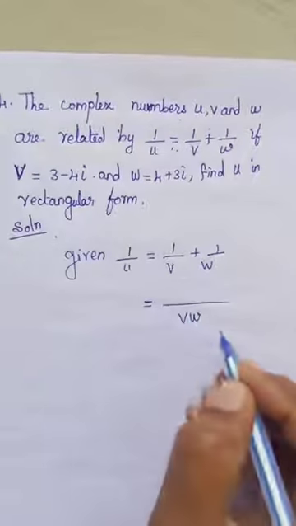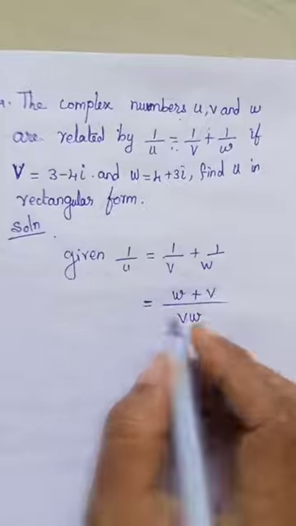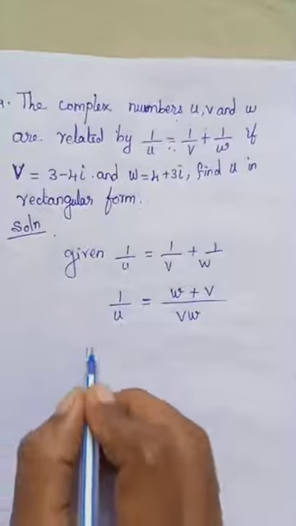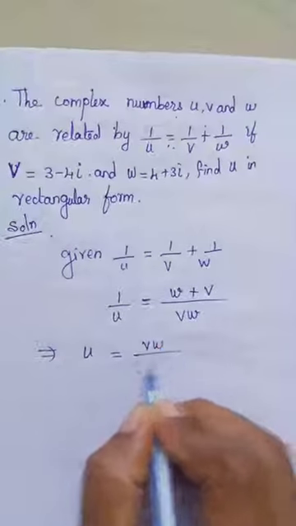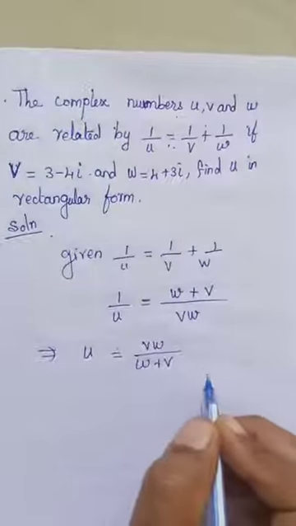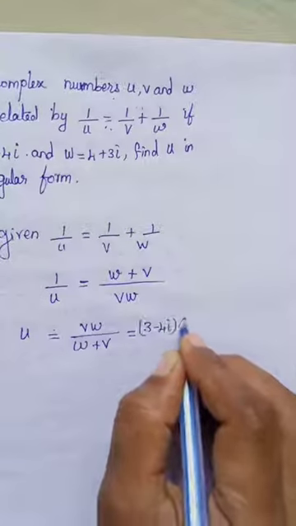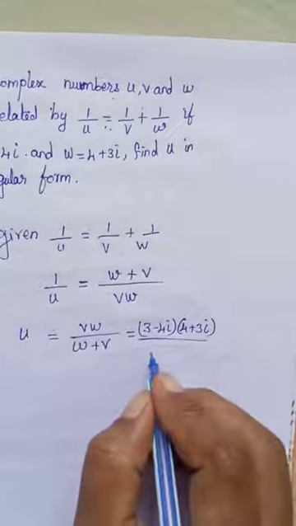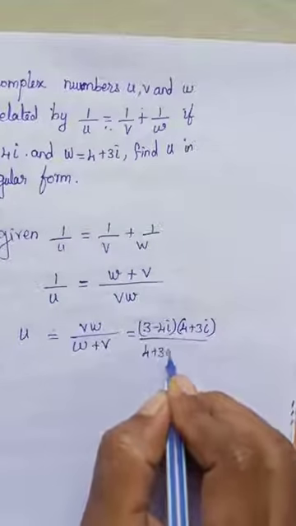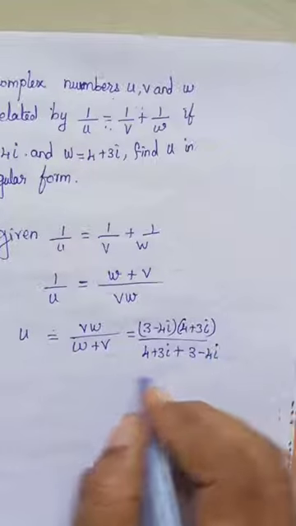See, v into w will be the LCM, isn't it? So here w plus v, this is 1 by u. U means we have to take the reciprocal. Is that clear? Now shall we substitute and simplify? The value of v is 3 minus 4i into 4 plus 3i divided by 4 plus 3i plus 3 minus 4i. Shall we simplify this?